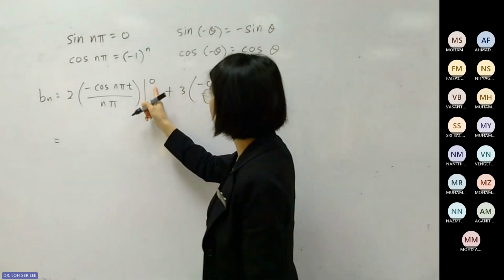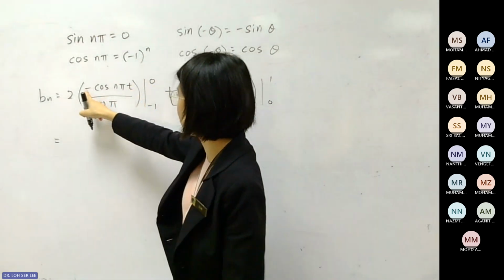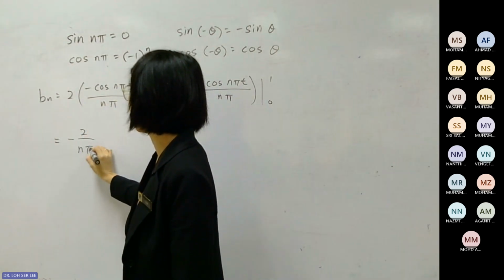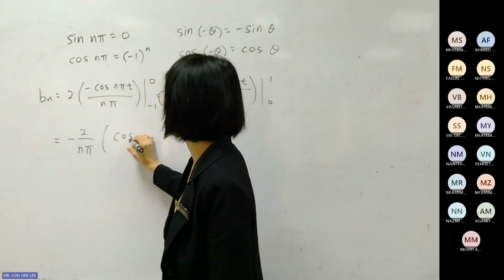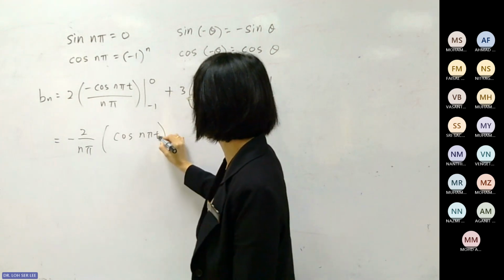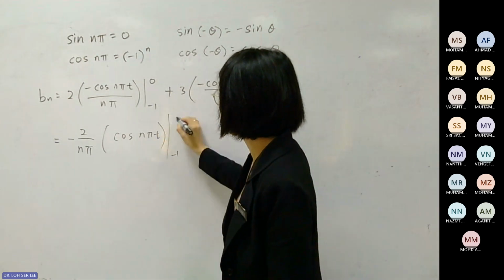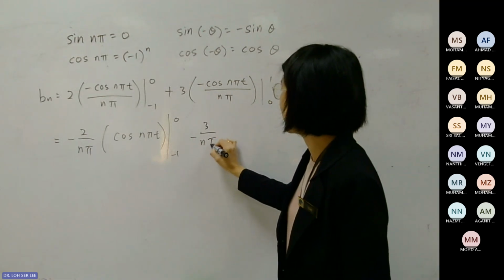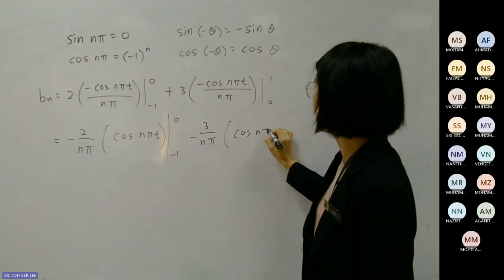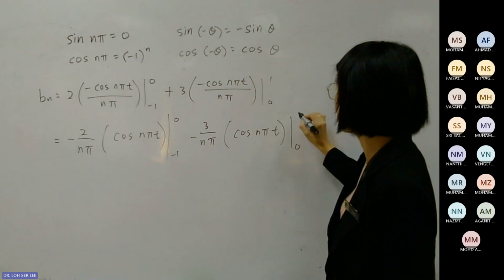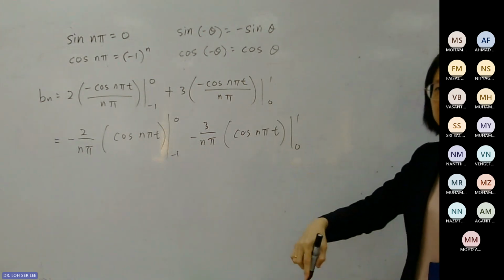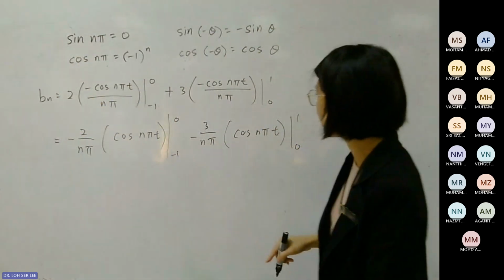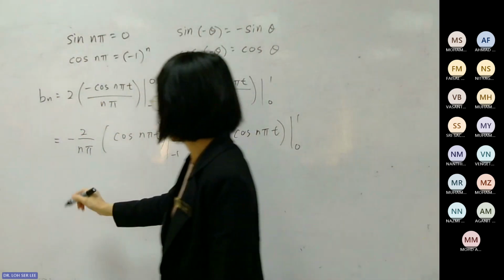Before we substitute the value into t, we can factorize the -1 over n pi. Bring it out, -2 over n pi. Meaning that you just substitute the value into this t later. The same goes to this one, -3 over n pi cos n pi t, 0 up to 1. We factorize the constant before we do the substitution. It will be simpler.